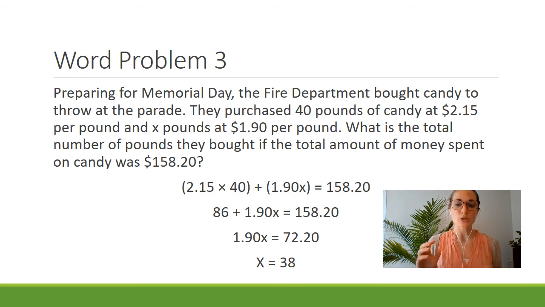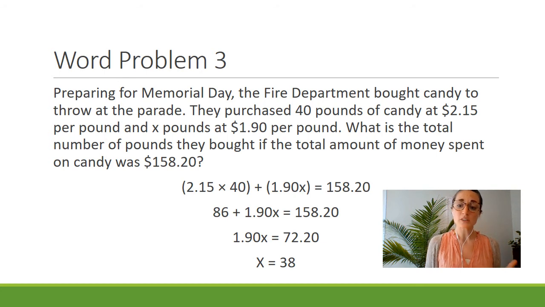Now with this information, we can solve for X. Okay, so $2.15 times 40 is 86. So we have 86 plus $1.90 times X equals $158.20. Now to get that X by itself, I need to start removing things from the side that the X is on. So first, because we have a positive 86, I'm going to subtract 86 to get rid of it on that side. And I have to do the same thing on the other side.